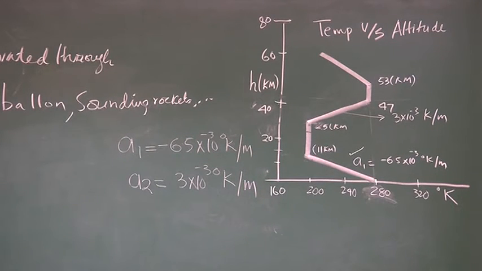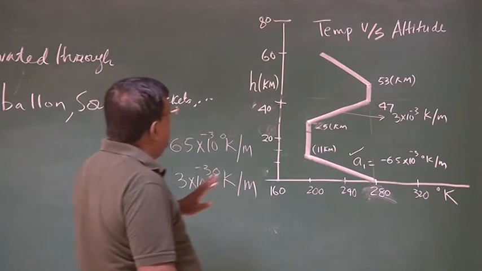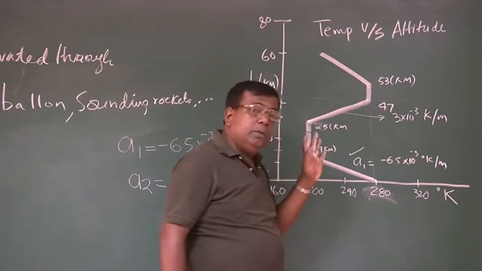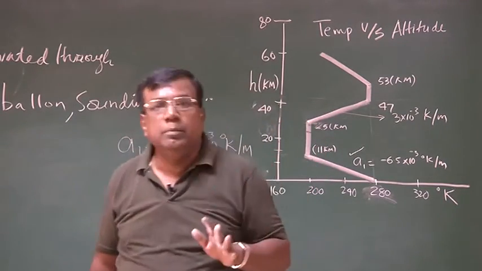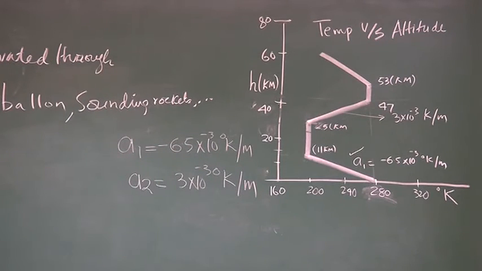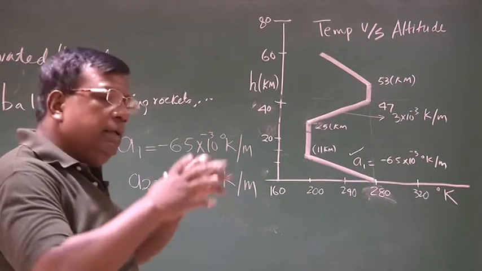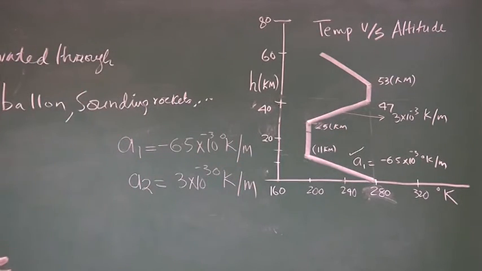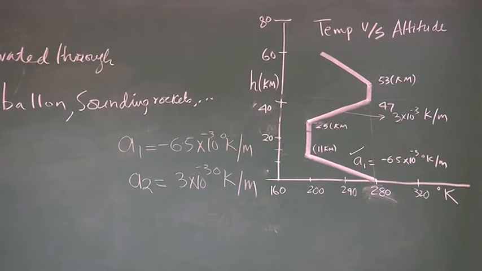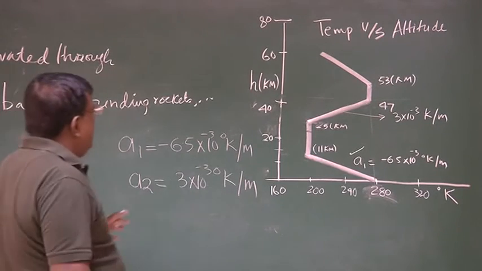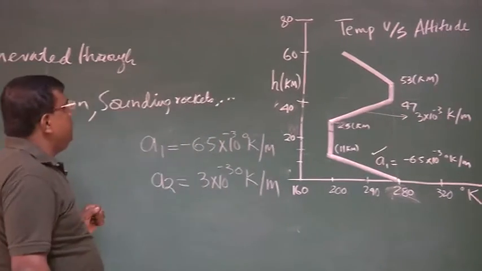So this data, or this trend, is purely generated through experiments, through weather balloons, through sounding rockets at different places, different times, and some average value has been agreed upon by the International Aviation Society. Okay. But please come back to our original question.